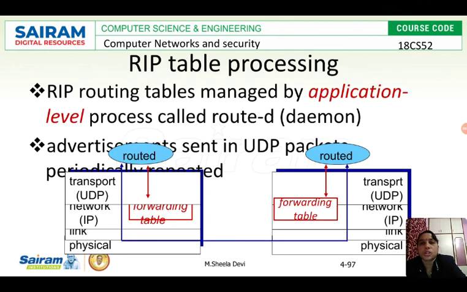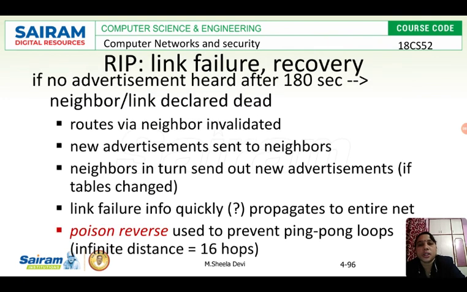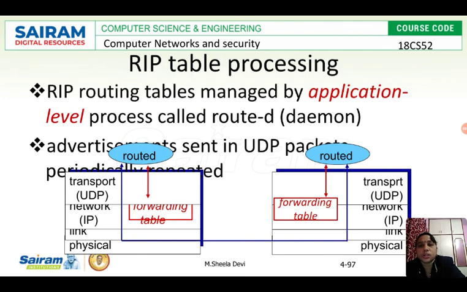RIP table processing. How it is done is, the RIP routing table is managed by the application process called routed. It can also be called as daemon. The process is called as daemon. Advertisement is sent in the UDP packet periodically. So using UDP packets, the RIP advertisements are sent. So this is how the RIP works.